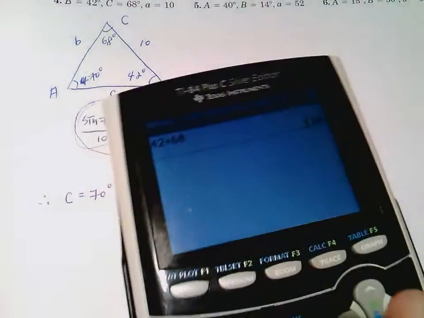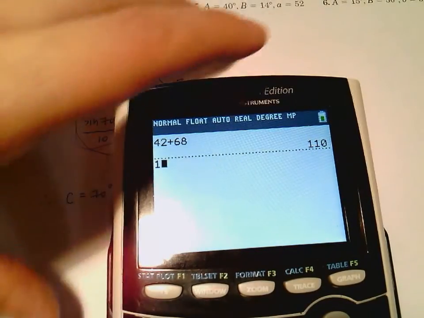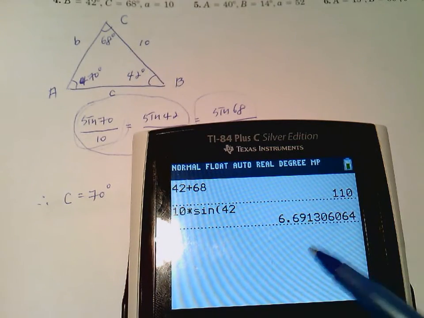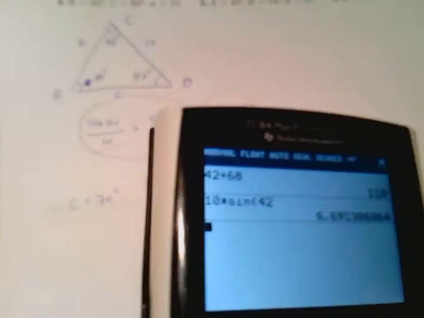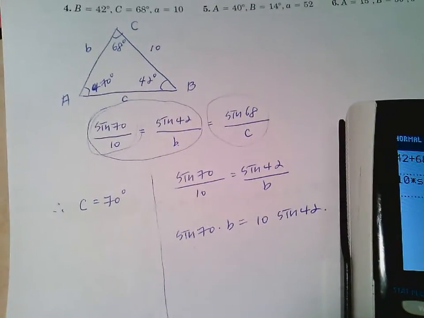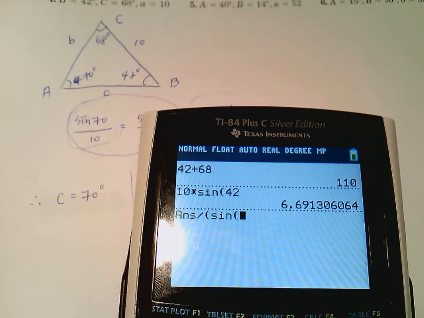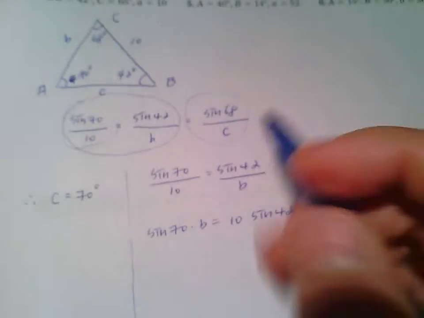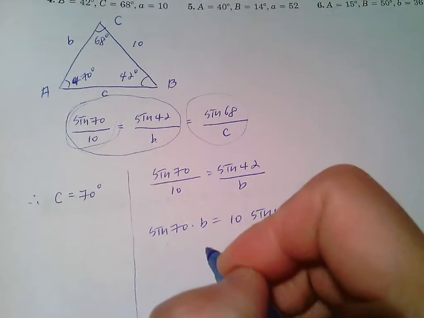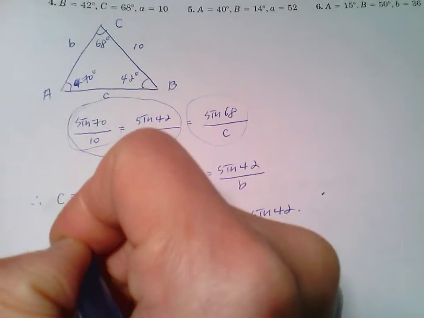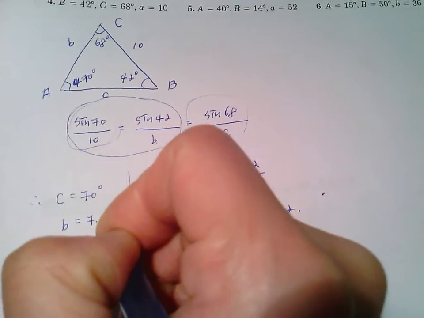Alright? So here is my calculator. So 10 times sine of 42. So I got that value. But since we have a sine of 70 in front of the B, I'm going to divide that by sine of 70. Alright? So I got 7.1. Okay? So the length of B is 7.1. So let me just write down here. B is 7.1 units.